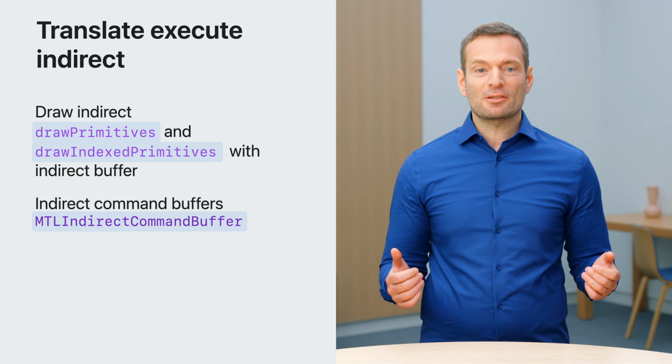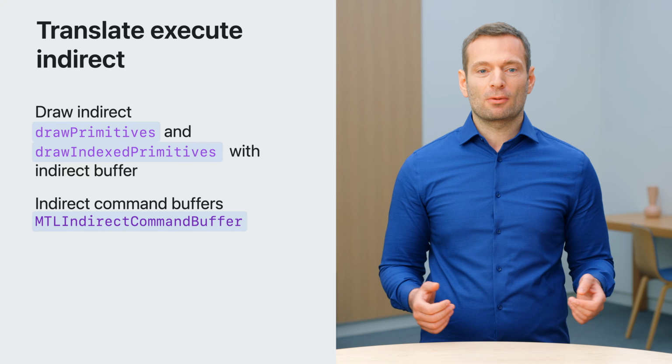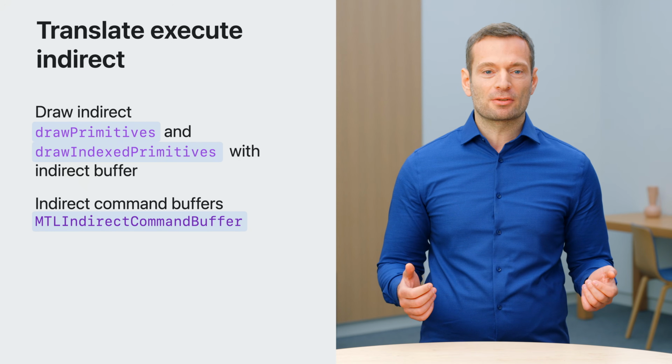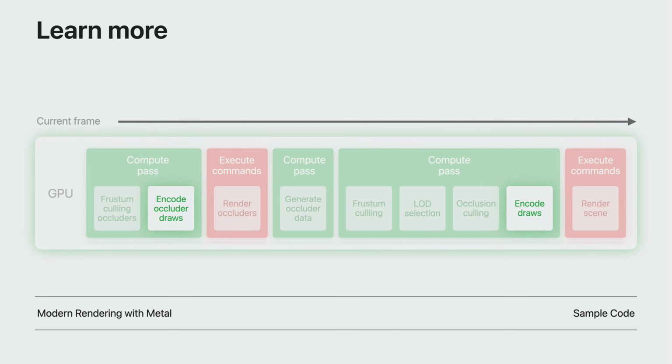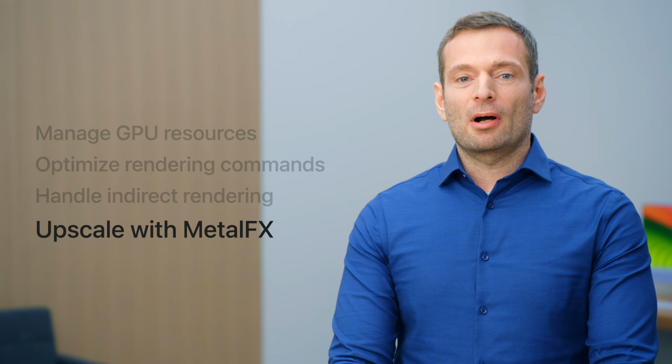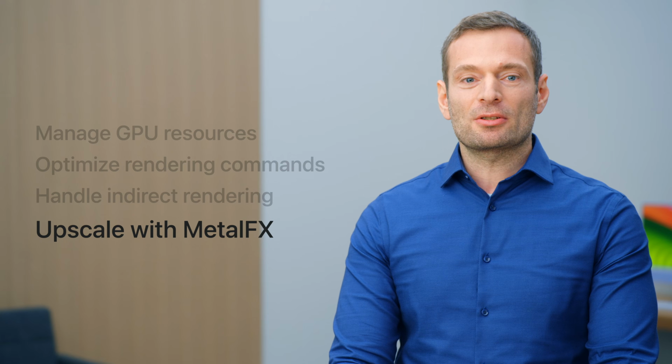And that's how to translate indirect rendering to Metal. You can use a series of draw indirect commands or Metal indirect command buffers. If you want to learn how to use indirect rendering to implement advanced rendering techniques, check out the Modern Rendering with Metal sample code.